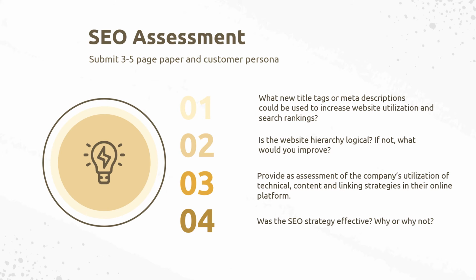There are 4 key areas you need to make sure you cover in your assessment. First, what are new title tags or meta descriptions that could have been used to increase website utilization and search rankings? Number 2, is the website hierarchy logical? If not, what would you improve? Number 3, provide an assessment of the company's utilization of technical, content, and linking strategies in their online platform. And then lastly, was the SEO strategy effective from your perspective? Why or why not?